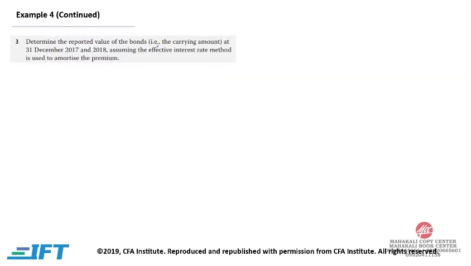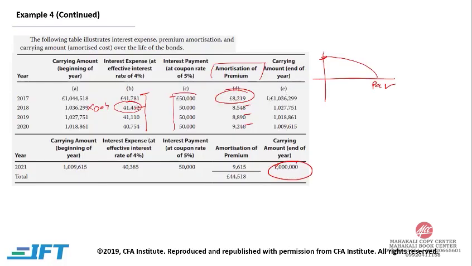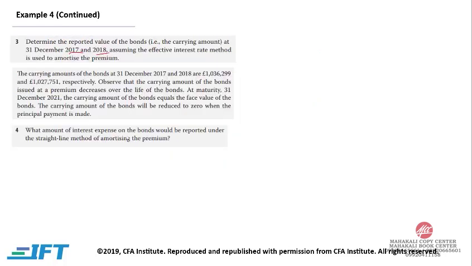Determine the reported value of bond at 31st December 2017 and 2018, assuming the effective interest rate method is used to amortize the premium. So in 2017, 1.036299 is your carrying amount, and in 2018 it is 1,027,751, and the initial premium was 44,518. What amount of interest expense on the bond would be reported under straight line method of amortizing the premium?